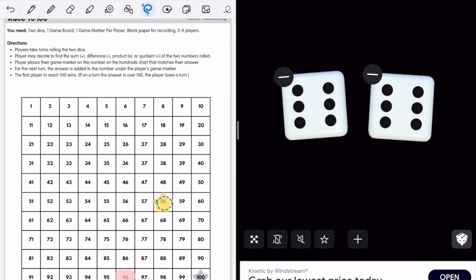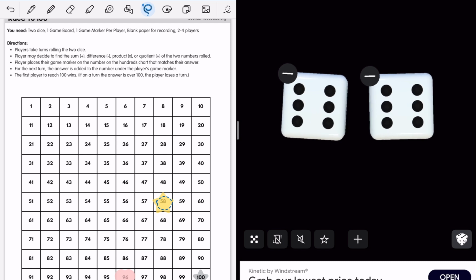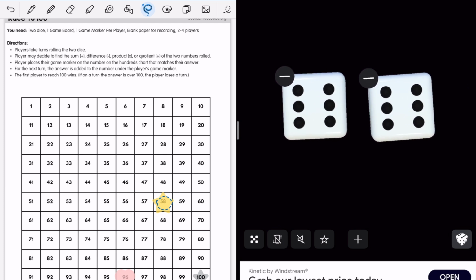Okay, so another 6 times 6. So if I added, I would get 12, and I can't move 12. Multiplied, I'd get 36. Definitely can't move that. If I subtracted, I would get 0, so that wouldn't make a difference. But if I divided the two, 6 divided by 6, I would get 1, so I could actually move up 1 for this turn.